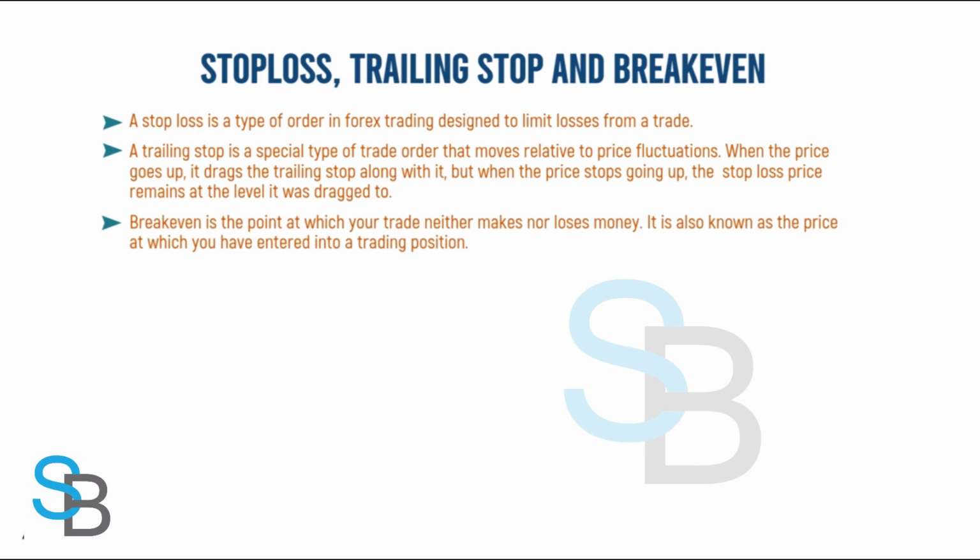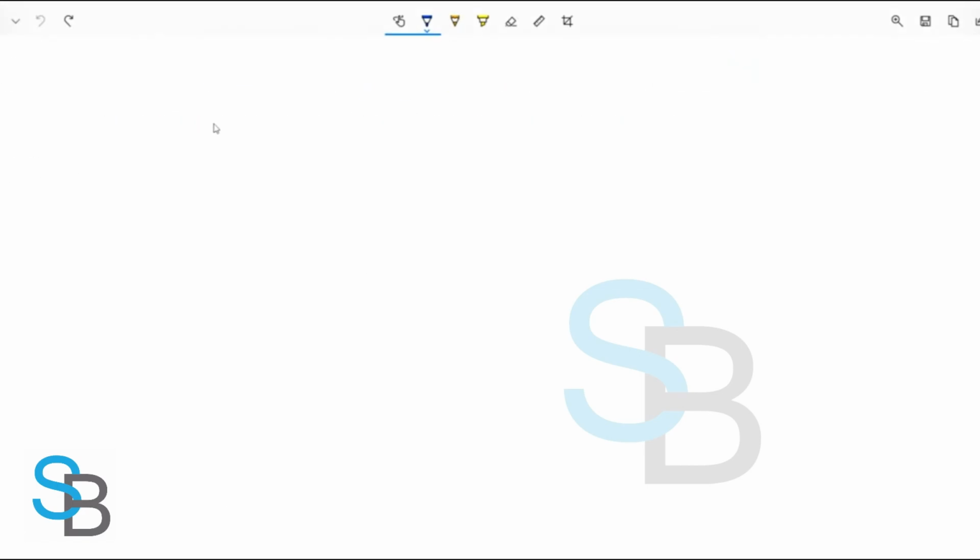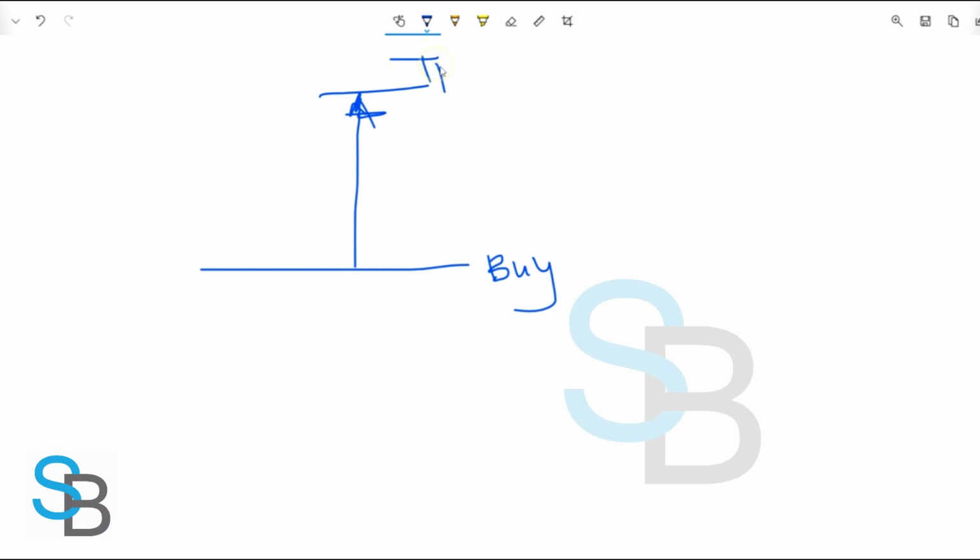Okay, so to explain this, let me just start with the stop loss. Most of you will know what a stop loss is. So for a buy scenario, this could be your entry price, right? So you buy here, okay? And then you are expecting the market to travel upwards, maybe up to this location. So this will be your take profit order, and then this will be your stop loss order.